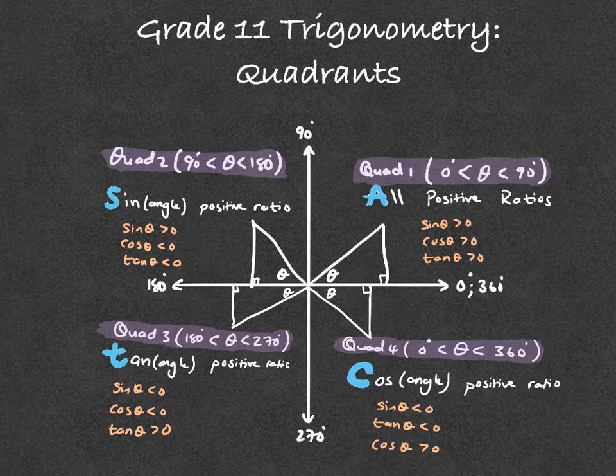Remember in the first quadrant, all the ratios are positive: sine, cos, and tan. In quadrant 2, only the sine ratio is positive. Cos and tan are both negative. In the third quadrant, tan is positive, but sine and cos are negative. And lastly, in the fourth quadrant, cos is positive, so the ratios of sine and tan are negative. I covered that in the previous video.